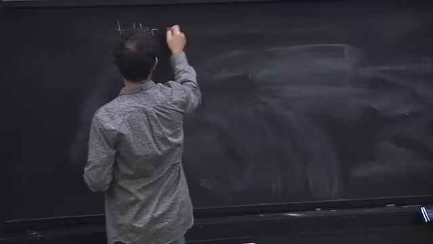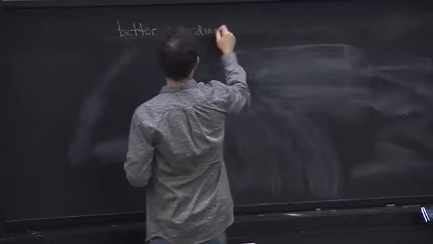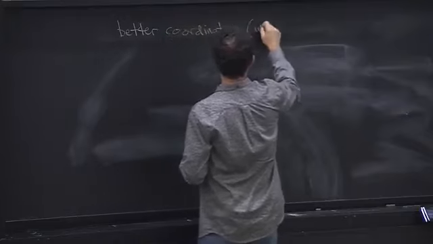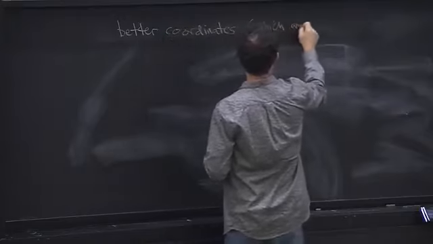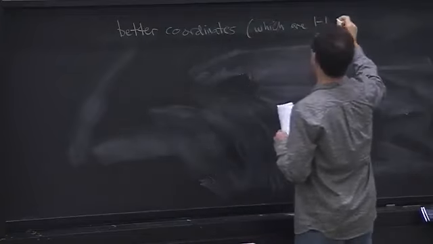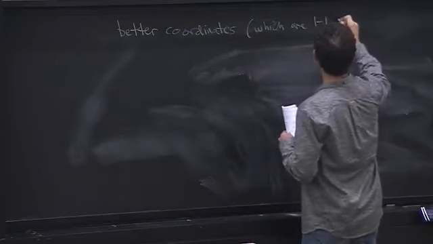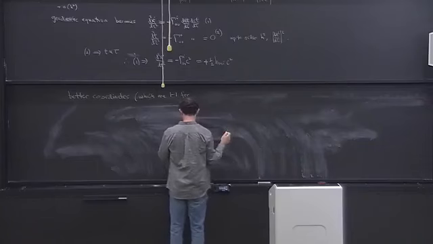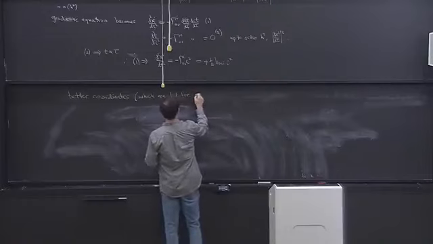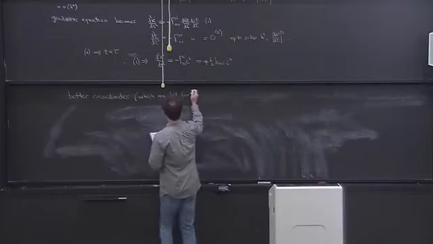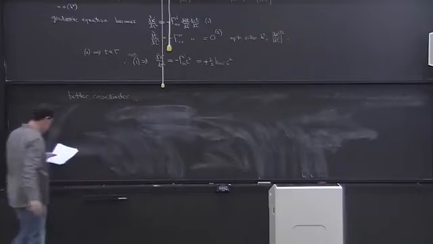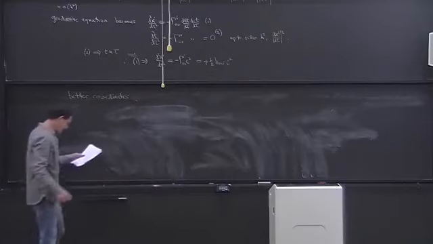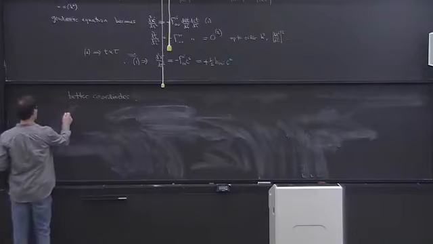So, better coordinates, which are one-to-one for almost all points. I'll say that; let me just say they're better for now. I'll describe exactly how they're better. Now, better coordinates are as follows.